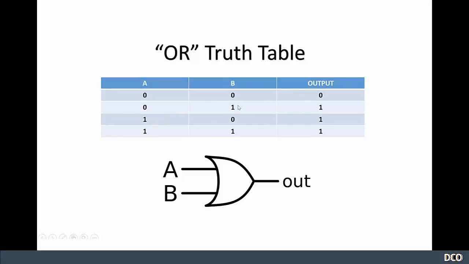So if B is true, you're going to get true. If A is true, you're going to get true. If A and B are both true, you're going to get true. But if they're both false, then you're going to get false. So basically, OR is a very forgiving type of logic. You use it if you just want to check whether any of these conditions are true.